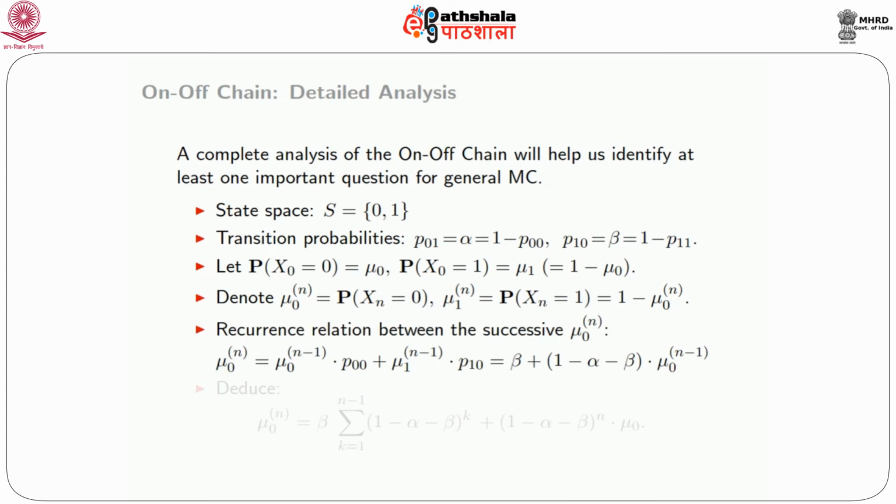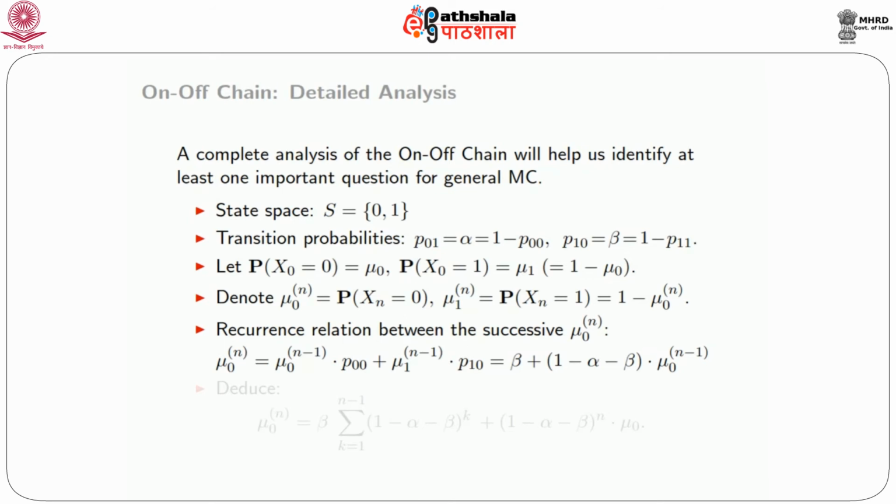Then there is an easy recurrence relation between the successive mu0n's. Why is that so? That is because mu0n is mu0n minus 1 into p00 plus mu1n minus 1 into p10. This you get easily by conditioning on xn minus 1 being 0 or 1. So it's basically an application of the theorem of total probability.